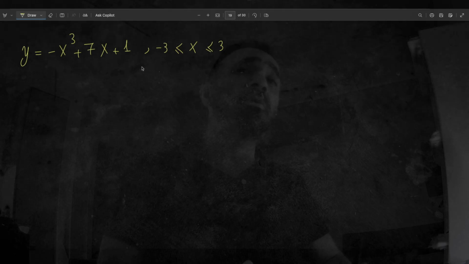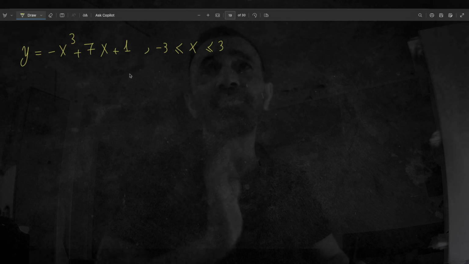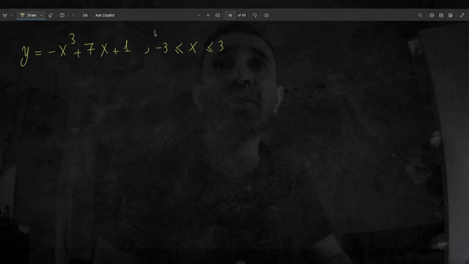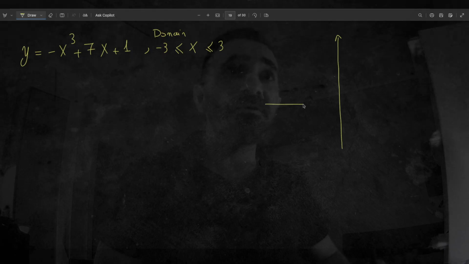Sometimes they give you also the range if they wanna do you a favor. But let's suppose that range is not given to you. You only have the domain of your function. Okay. So what is the goal? We have the Cartesian plane on a piece of paper. Okay. And we're going to sketch this function within this domain from minus 3 to 3.